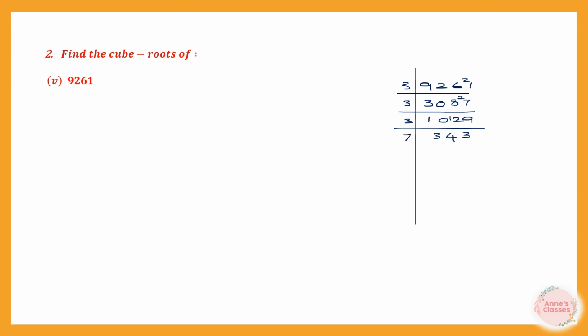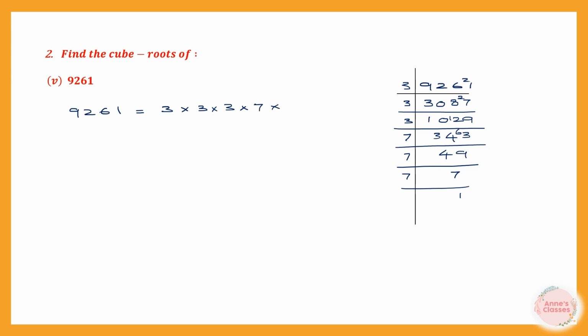Now this number is divisible by 7. 7 fours are 28. We have 6 remaining, 63. 7 nines are 63. Continue with 7. 7 sevens are 49. Again, 7 ones are 7. So let's write all the prime factors of 9261. There are 3 threes and 3 sevens.